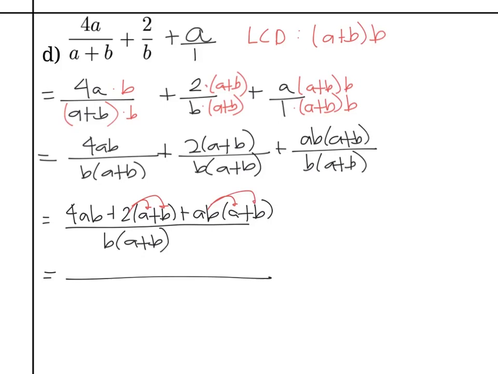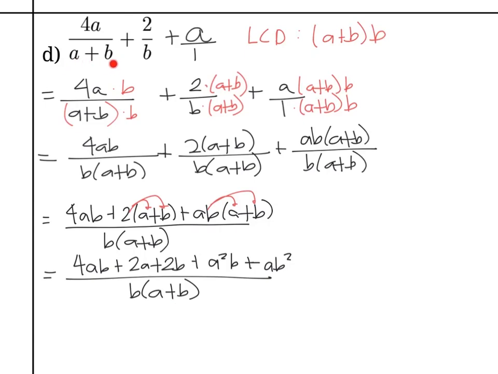So we've got to expand first. So we've got 4ab plus 2a plus 2b plus a squared b plus ab squared all over b times a plus b. So carefully look through here and see if we have any like terms. We have an ab and a b, an a squared b, and an ab squared. So we've got no common terms. We've got no like terms. We can't add or subtract anything, simplify. So we're done as long as we include our restrictions.